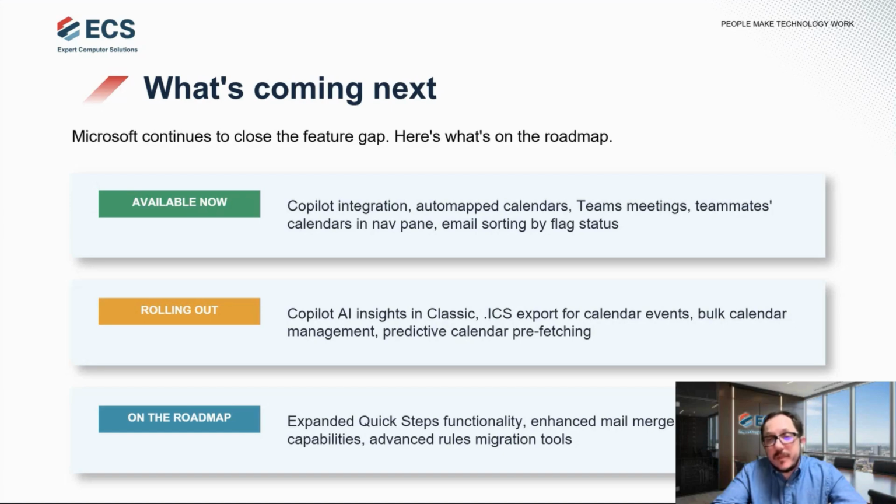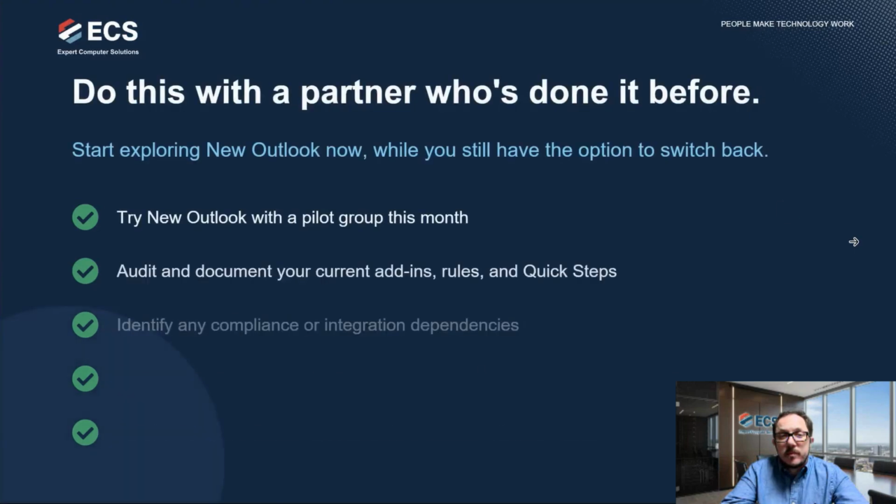mapped calendars, Teams meetings, email sorting by flag status. What they're planning for is deeper AI integration, more of the same capability that existed from the old Outlook imported into new Outlook. And then in the future, on the roadmap are quick steps, mail merge, and other offline capabilities that will make this a much stronger product.